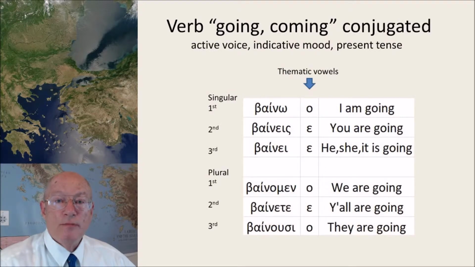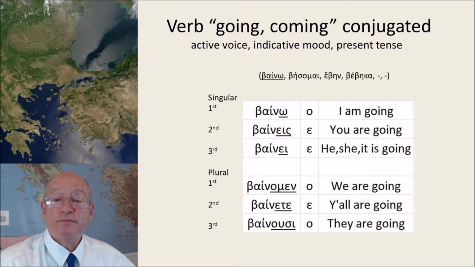Today I want to talk about alpha contract verbs. And before I do that, I want to talk about a regular verb, which is baino. Baino, baineis, baine, bainomen, bainete, bainousi. And this word means going, coming, walking. I am going, etc. Now here is a slide which emphasizes the ending. O, eis, ei, omen, ete, ousi.